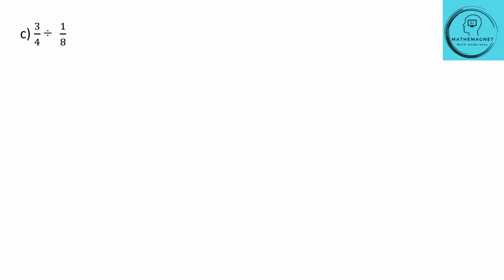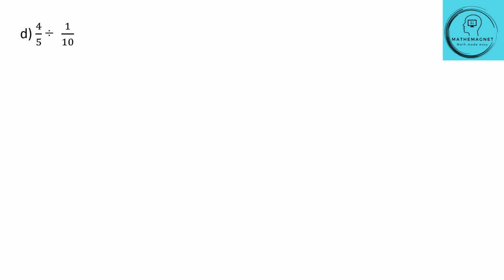The next question, C. 3 by 4 divided by 1 by 8. It can be rewritten as 3 by 4 into 8 by 1. Now 4 and 8 will cancel out each other 2 times. So it becomes 3 into 2 by 1. So it becomes 6 by 1, which is equal to 6.